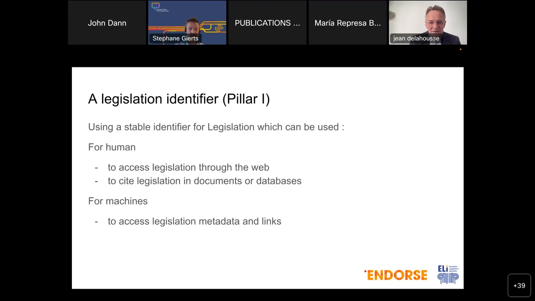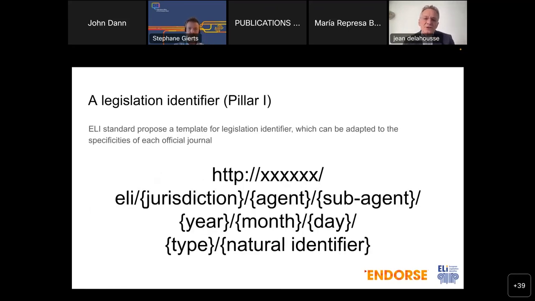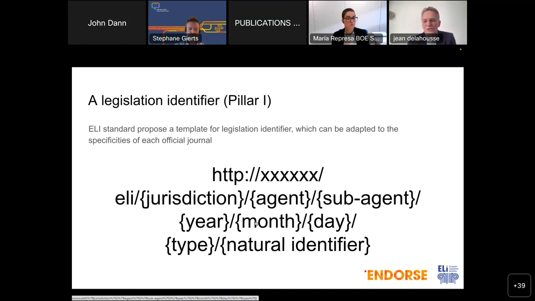The idea of this identifier is that it can be adapted to each specificity of the official journals. So you have kind of a template of how to identify legislation with a URI. So you have the namespace of the official journal. You should say that it's an ELI identifier. You can indicate which jurisdiction you are talking about. Is it at the state level or at the regional level? Who is the agent that is creating legislation, for which year, for which month, the type of legislation, the identification of the legislation? And so we will see in the next slide that this template has been adapted by each of the official journals.